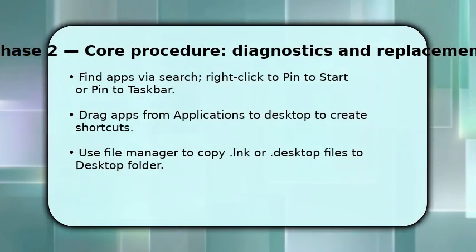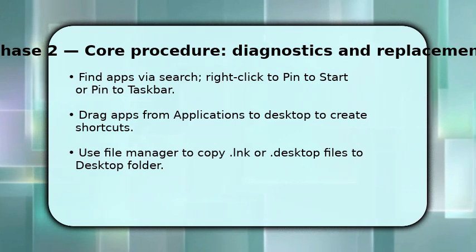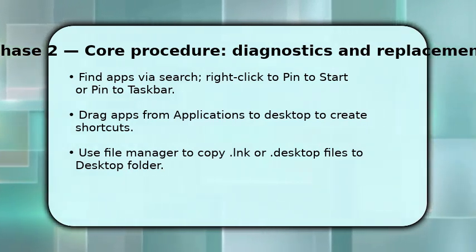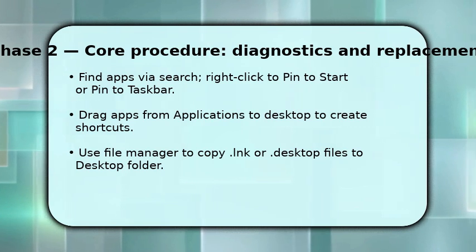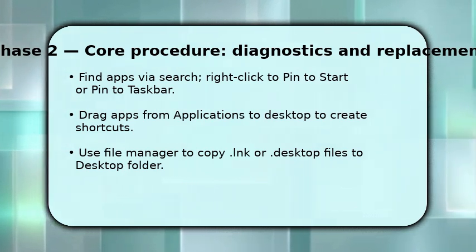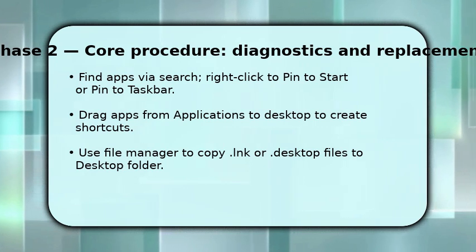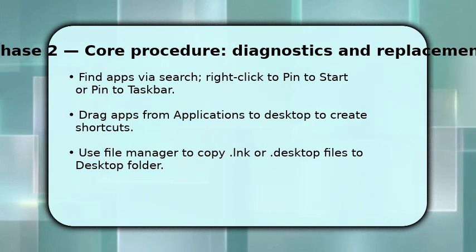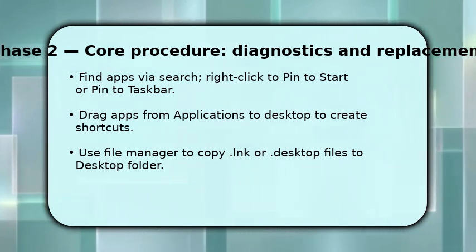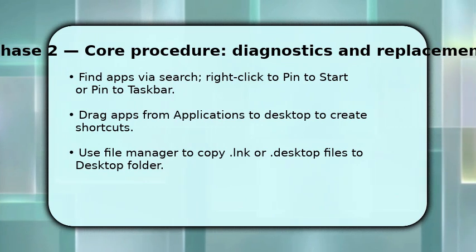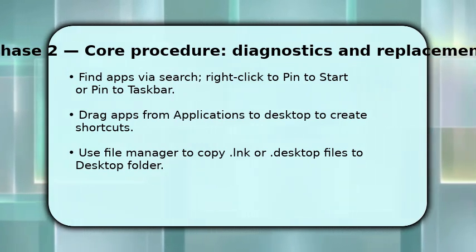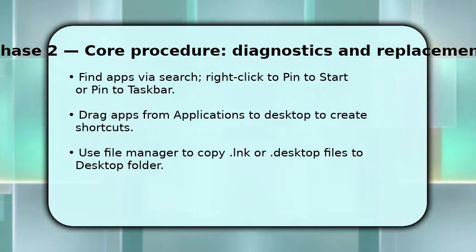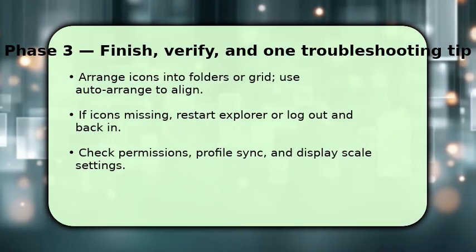You'll now locate each application and create the visible shortcut. You search to find the app, then right-click and choose Pin to Start or Pin to Taskbar. That places it on the home area quickly. If you prefer desktop icons, drag the app from Applications to the desktop or create a shortcut through the File Manager. Once done, check the desktop folder for LNK or desktop files and copy them if needed to ensure the icon persists after restarts. Finish by arranging your apps into a tidy grid or folders so they're easy to find.